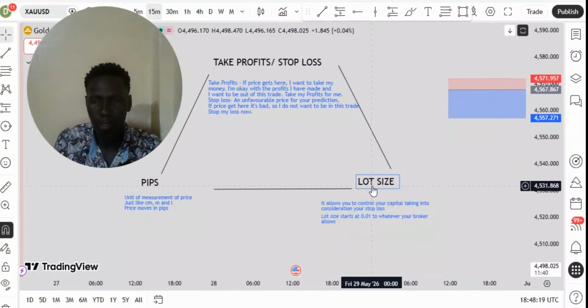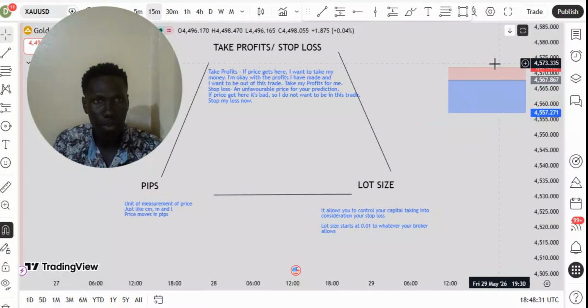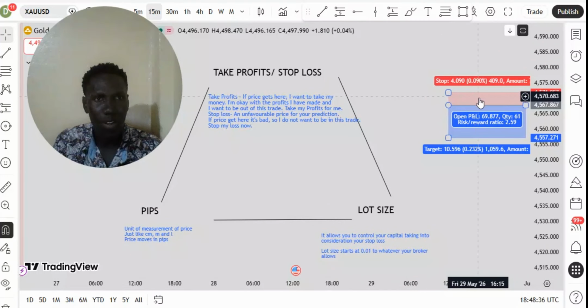Now lot size allows you to control your capital, taking into consideration your stop loss. So what that means is that your stop loss, which is the red region, we have how many pips? 409 pips, right? You can see from here, it's 409 pips, which means price would have to move 409 pips, and you'll be stopped out in loss. But to control your capital, you need a lot size, right?